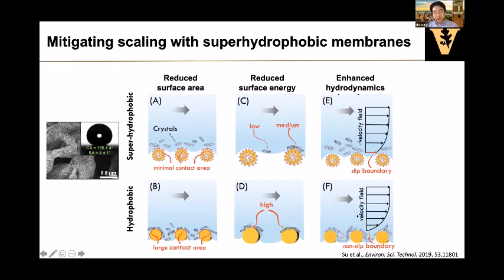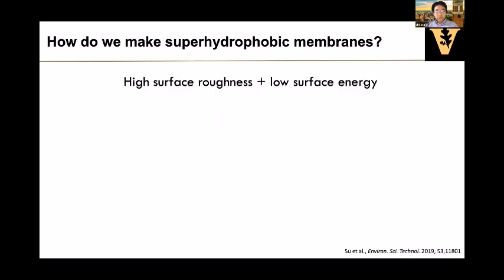While in the case of a conventional hydrophobic membrane, right, you have this partial intrusion where the scalant can actually form some really strong anchor inside the membrane that makes the scalant very, very difficult to remove.